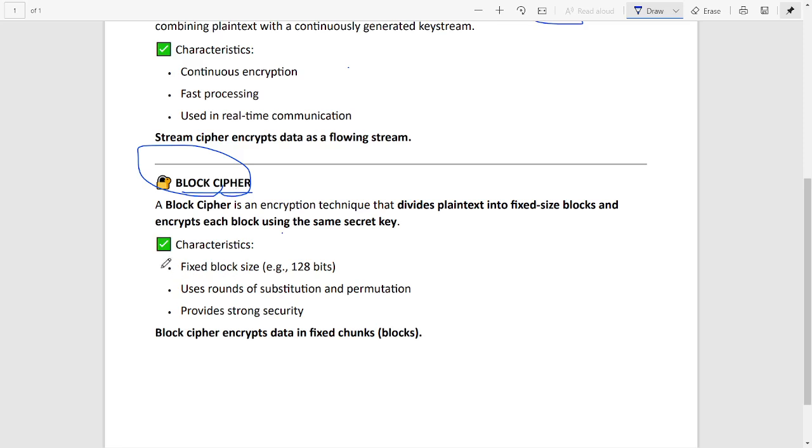In a similar way, in AES we group 128 bits together and that we call a block. So in AES the algorithm works on 128 bits at a time. So this is actually block cipher.